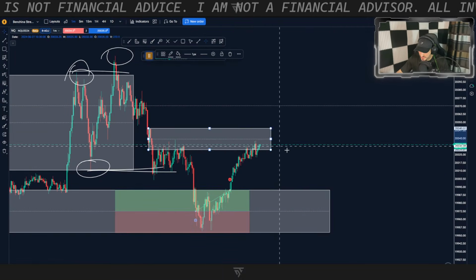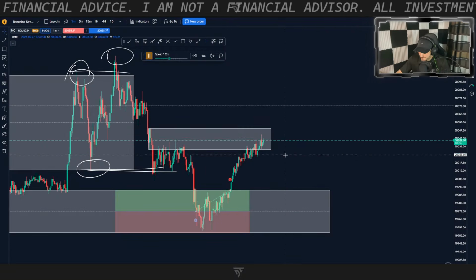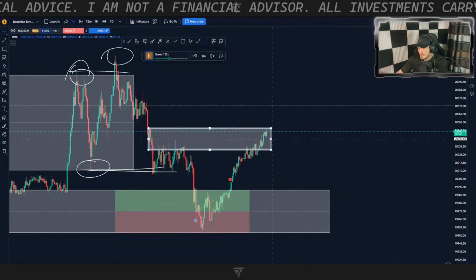Let me see if your short's gonna deliver. Almost, Rust.